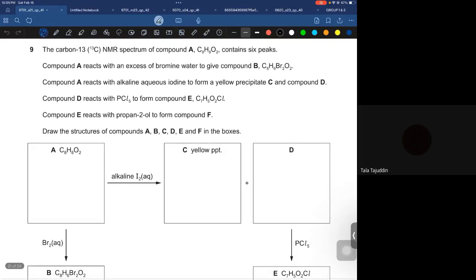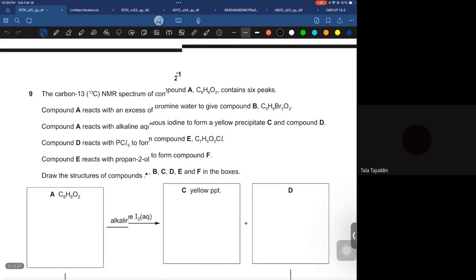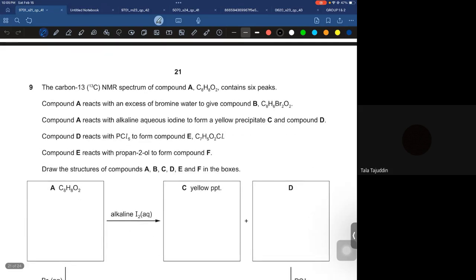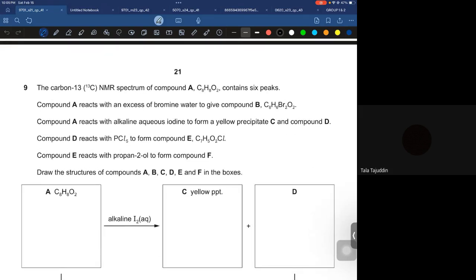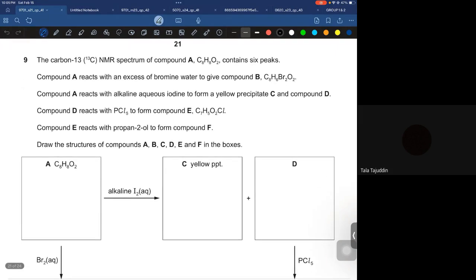This is paper 41, May June 2021. Still questions. Question number 8. We have discussed the whole paper, and today we are going to start the next question, that is question number 9. It's related to carbon 13 NMR spectrum of a compound A, and also organic chemistry, ultimately organic synthesis.